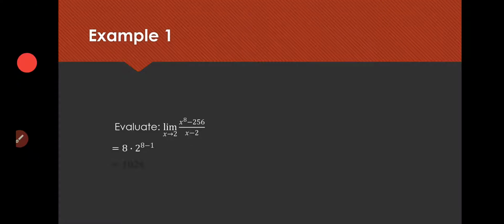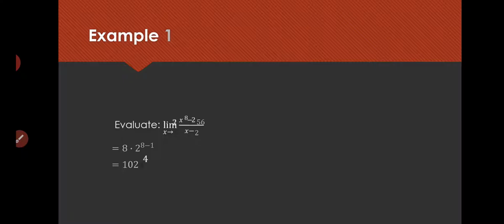So let me just directly put it. So it becomes 8 into 2 to the power 8 minus 1. So 2 to the power 8 minus 1 is 2 to the power 7, that is 128, and 128 into 8 gives you 1024. Fine.